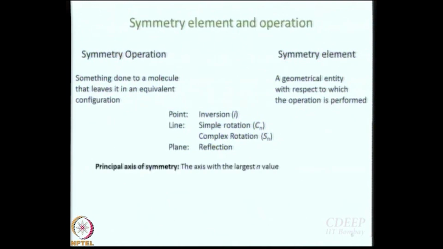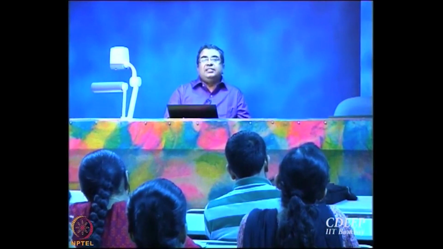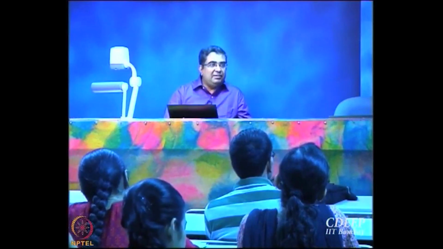Now, some other definitions that we need to remind ourselves are principal axes of symmetry. In a molecule, it is possible that you will have several axes of symmetry. Principal axis of symmetry is the one with the largest value of n. Cn with the largest value of n is called the principal axis of symmetry.